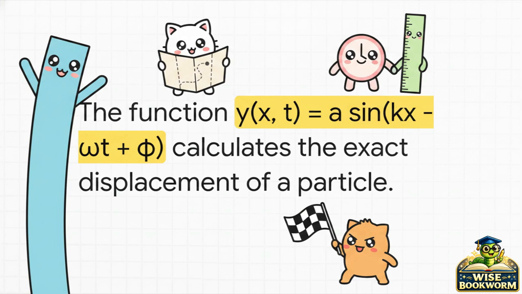piece by piece. The y is just the exact displacement of our particle. The a right at the front, that's our amplitude, basically the maximum height of the wave. Inside those parentheses, k is the angular wave number, kx minus omega t, is the part that links our space and time together, and phi at the very end is just our starting point, our initial phase.